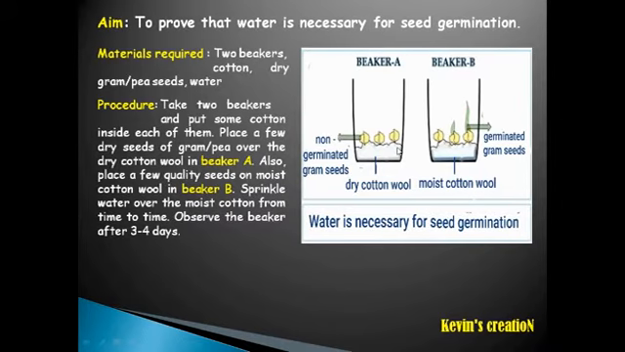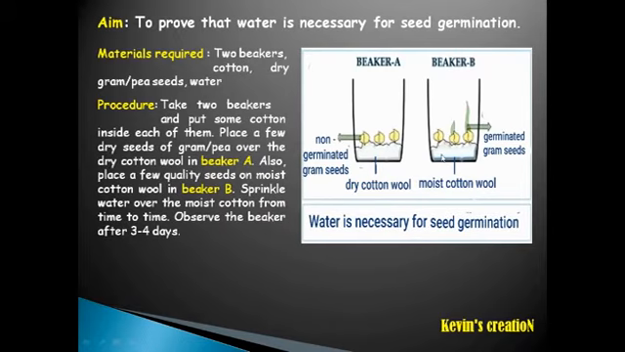Place a few dry gram or pea seeds in A. Also place a few similar seeds on moist cotton wool in B. The only difference is that here you have dry cotton wool, and here you have wet or moist cotton wool. The number of seeds is the same, and cotton is there in both the beakers, but one is dry, the other one is wet. To maintain this condition, we have to sprinkle water over the moist cotton from time to time, so that it always remains wet.